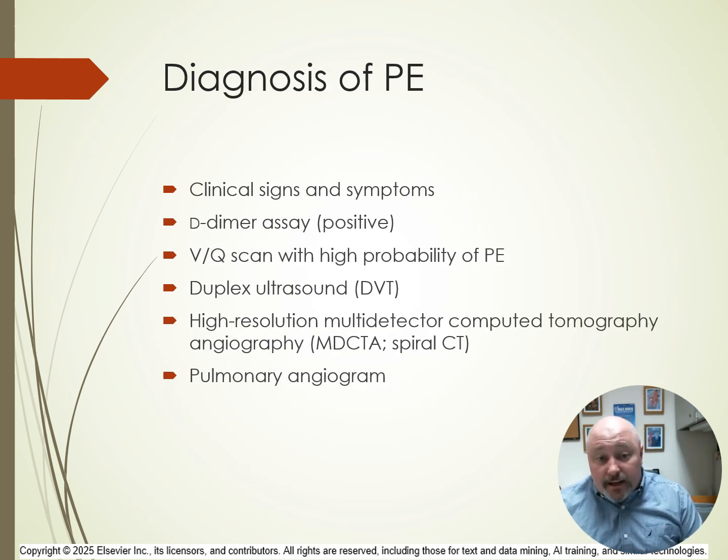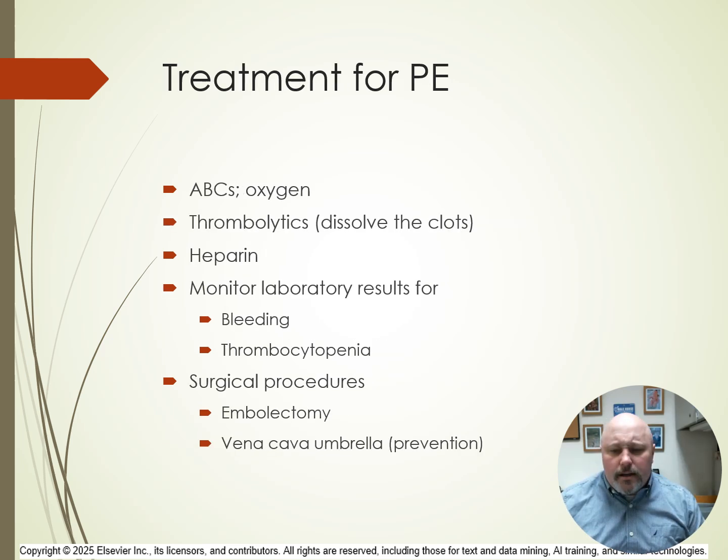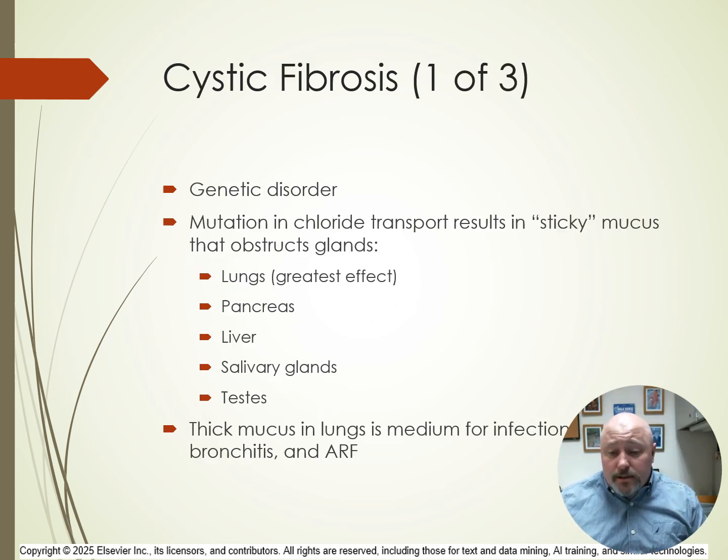There are going to be many different diagnostic tests, including the classical signs and symptoms, a D-dimer assay, duplex ultrasonography, high resolution multi-detector CTs, or pulmonary angiogram. Treatments would include things like heparin and low molecular weight heparin, and mechanical measures like sequential compression devices, foot pumps, compression stockings, and frequent position changes. Also, keep in mind it's a very common NCLEX question to avoid putting pillows under the knees. When treating a PE, we're going to be looking at ABCs, oxygen, thrombolytics, heparin, as well as surgical procedures in very severe cases.